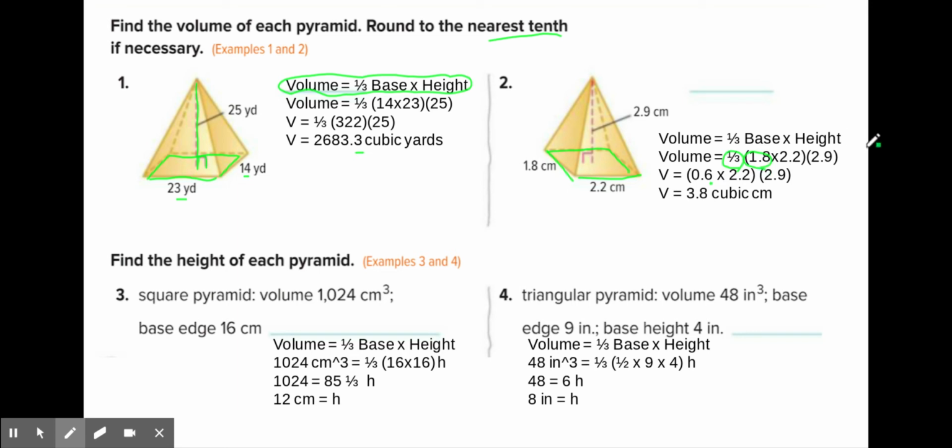So I could have just done all the multiplication here and divided by 3, or I could have just done one of them divided by 3, and you still would have got the same thing. So still 3.8 cubic centimeters. And of course, there's your height. Now, where people had their most trouble was with figuring out the height.